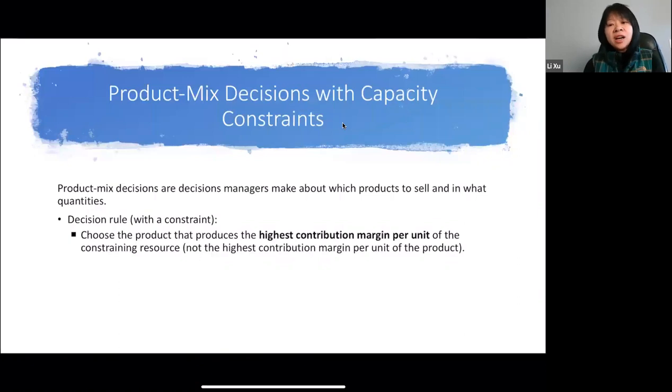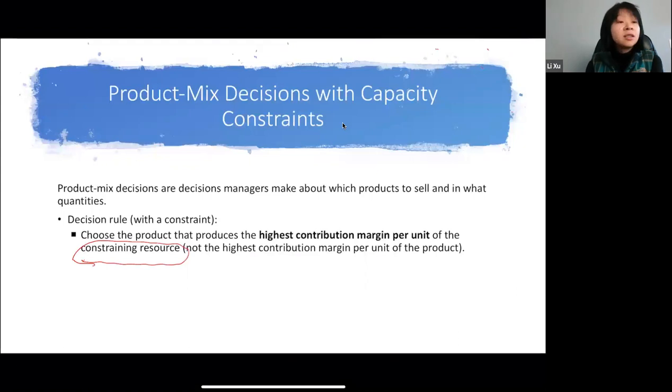So the question we're going to talk about today is very special. It only applies when you have multiple products and also when you have a capacity constraint. Because you have a capacity constraint, you cannot produce as many as possible. Okay. So here, when you have a capacity constraint with multiple products, how do you know which product to produce? And here we have one rule: produce the one with the highest contribution margin per unit of constrained resources.